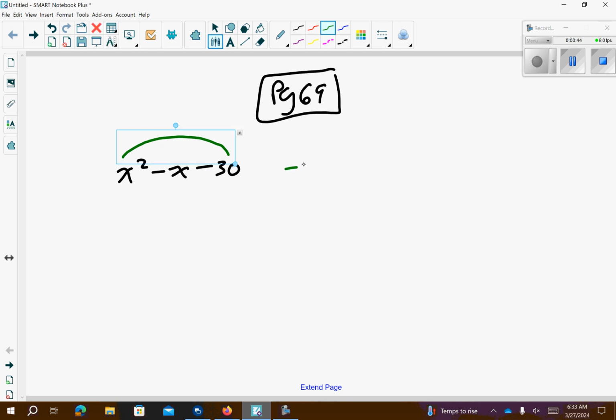Multiply those together, I get negative 30. So I know that I have a positive and a negative number. The two numbers that multiply to give me negative 30 and also add to give me negative 1 are going to be negative 6x and positive 5x. Negative 6 times 5 is negative 30. Negative 6x plus 5x is negative x.